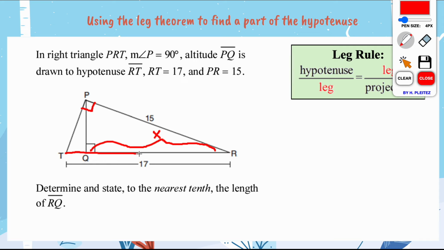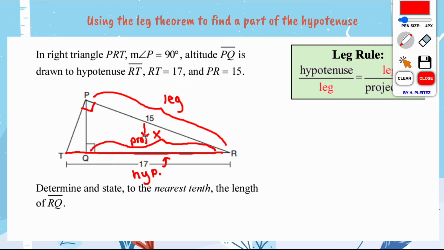Now, what's standing out to me, let's double check what we have, right? We have the entire hypotenuse of our bigger triangle, right? So that hypotenuse, I'm going to label that. Now, we also have this 15 is a leg. So we have a hypotenuse, we have a leg, and then we are looking for this piece X here. That piece, QR, is the projection.